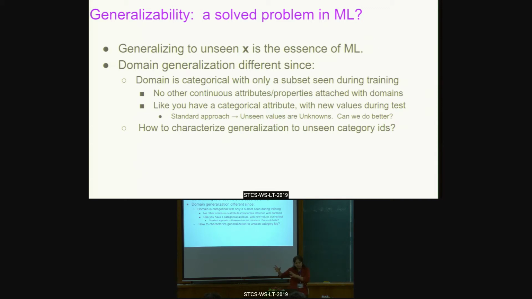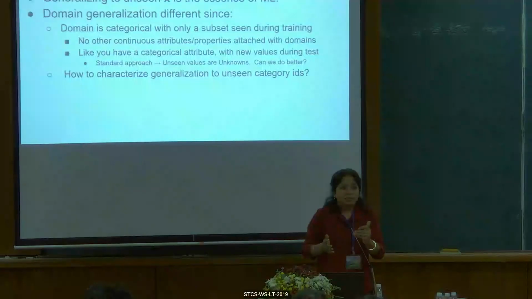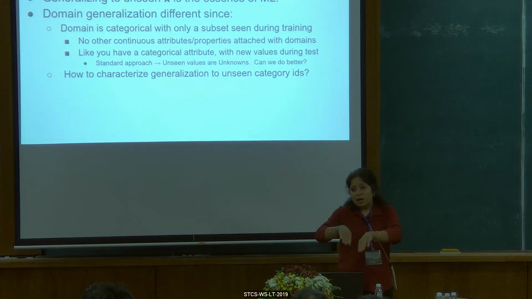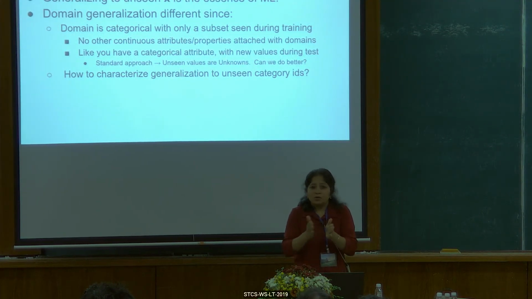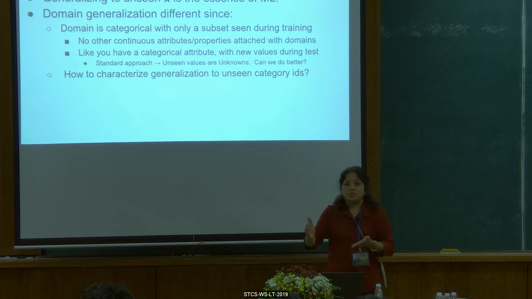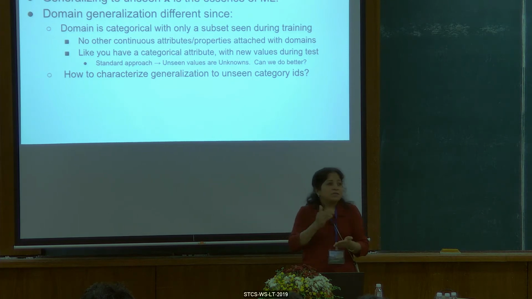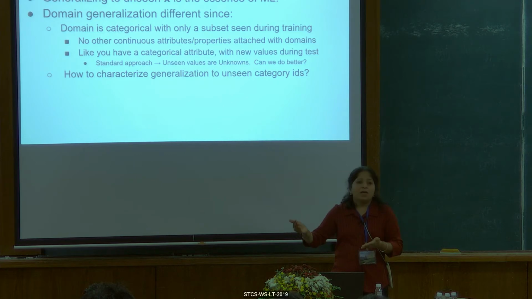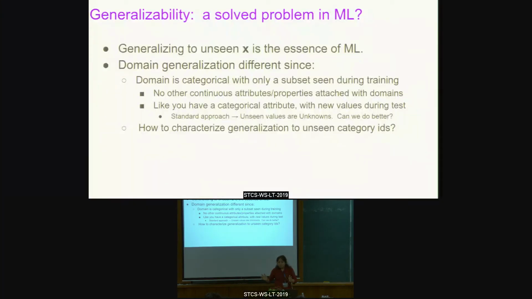So you have an UNK value. Like in text data, you always face unknowns at the time of deployment, and you just leave it at that. Okay, we want to do better than that. We want to come up with a way to generalize for unseen categorical IDs, not continuous IDs. Domains are to us, up to what I have described so far, categorical values. There is no other information attached with the domain, and we still want to generalize to new domains. And we want to do better than just treating the new domains as unknown values.